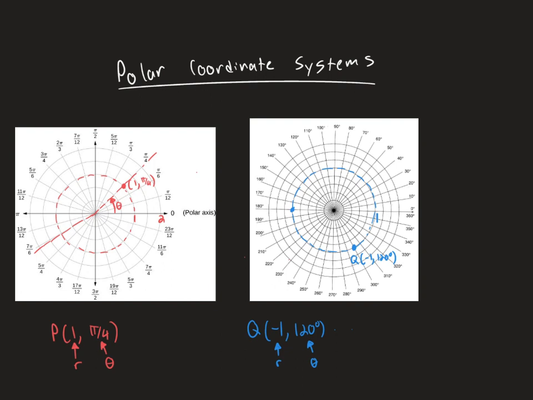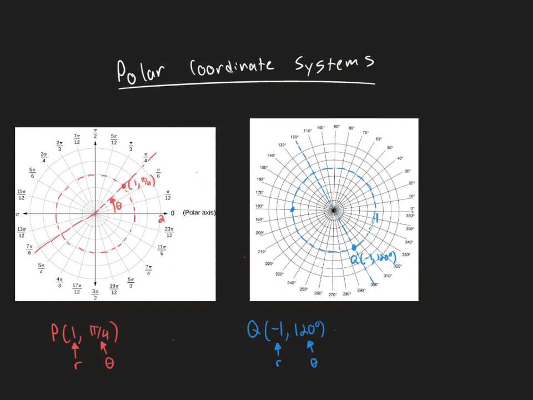Since we think about the angle first, we know that we're on this 120 degree line somewhere, so we go to this angle. And then since the r is negative, if the r was positive, we would go up here, but since the r is negative, we go the opposite way, and we end up going down there.